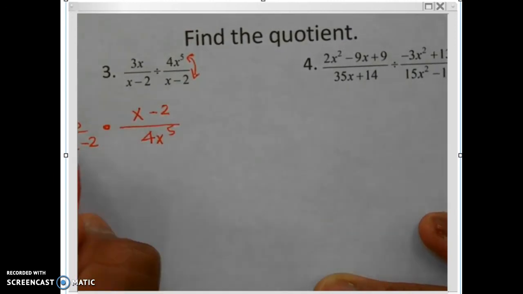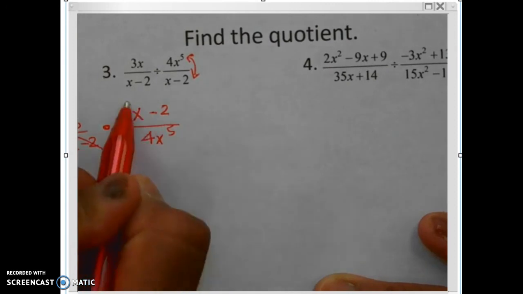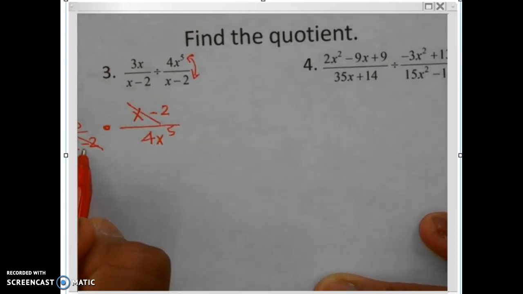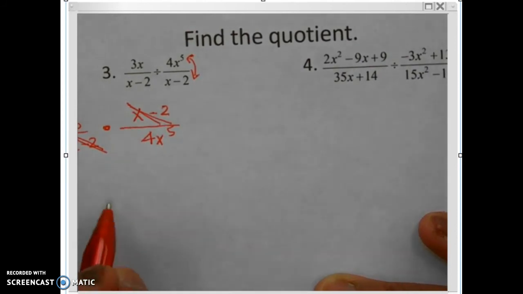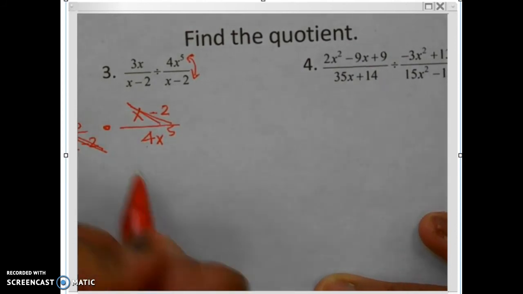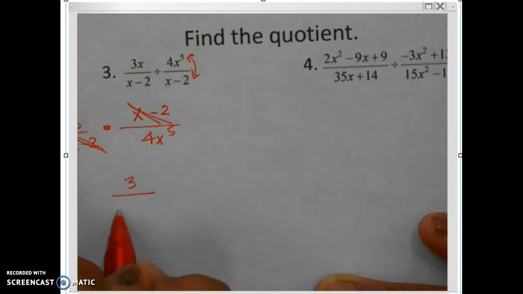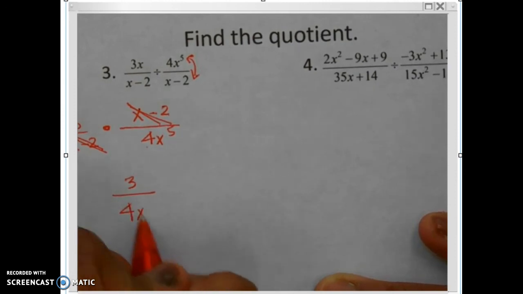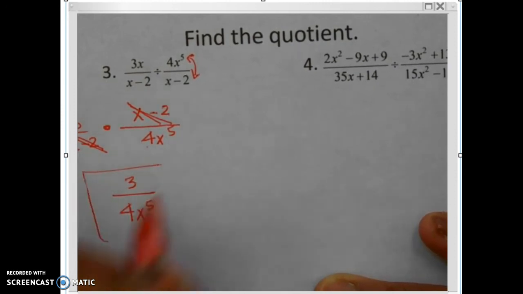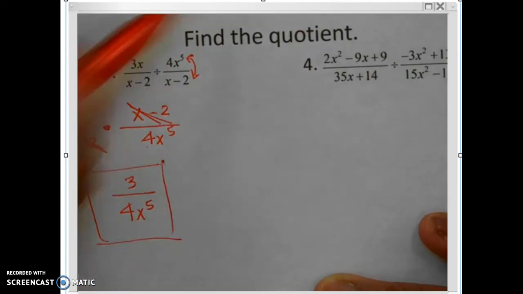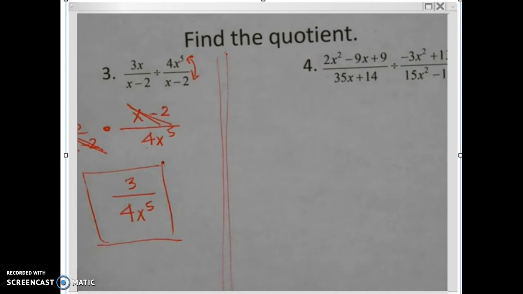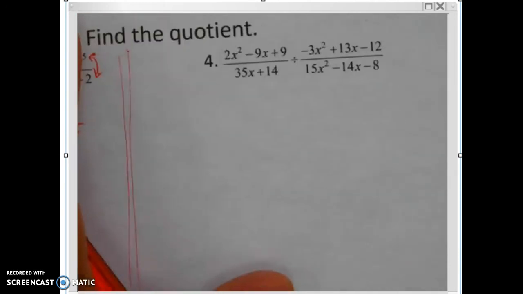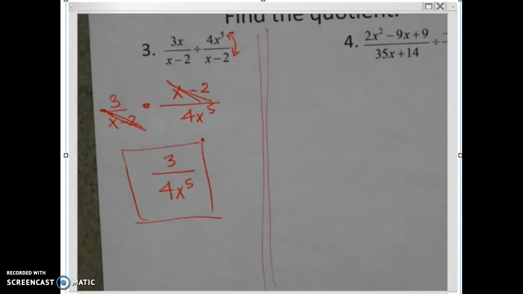Now, there's nothing for me to factor, excuse me, which is great. I'm going to cancel out x minus 2 and x minus 2. And I can cancel out with 3 and 4. So what's left? 3 over 4x to the 5th. Final answer. Not too much different from what we did in 11.1, where we just need to factor and cancel, factor and cancel, factor and cancel. So that's your answer for number 3.